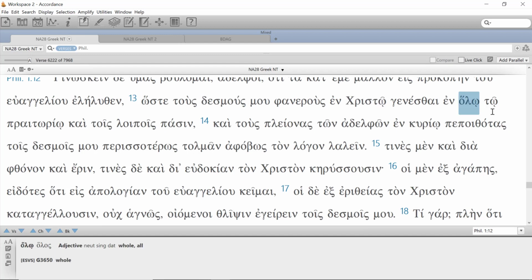So if we go back to verse 15, phthanon pretty clearly is referring to envy and jealousy, and erin can be translated strife. The context of these two vices becomes clear as we continue through the verse. And he says, some through goodwill, ton Christon kerususin. And some through goodwill, or from goodwill in their own hearts, they preach Christ.